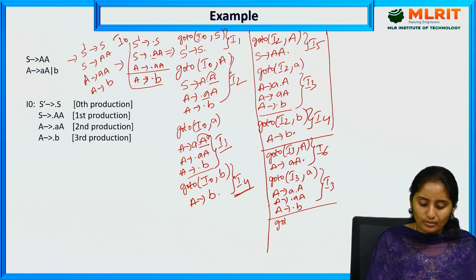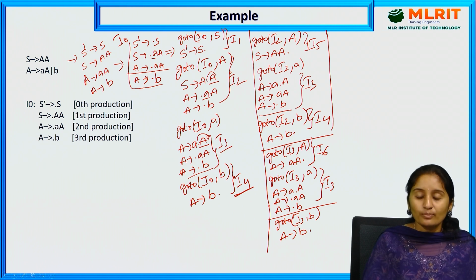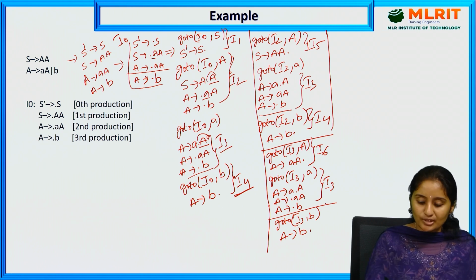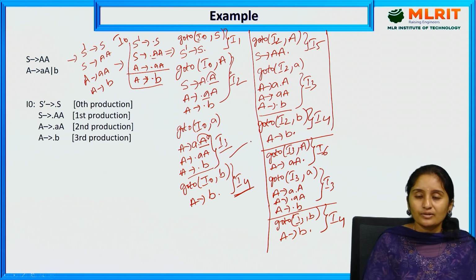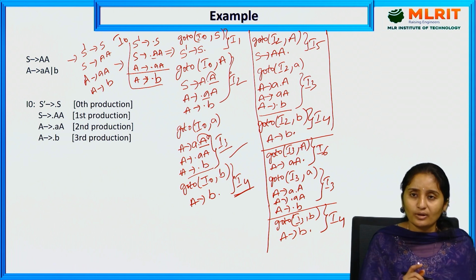Next, go to I3 comma B. I3 comma B is nothing but A tends to B dot. So that production already exists. So write I4. I3 is completed. Applying the goto function on I3 is done.